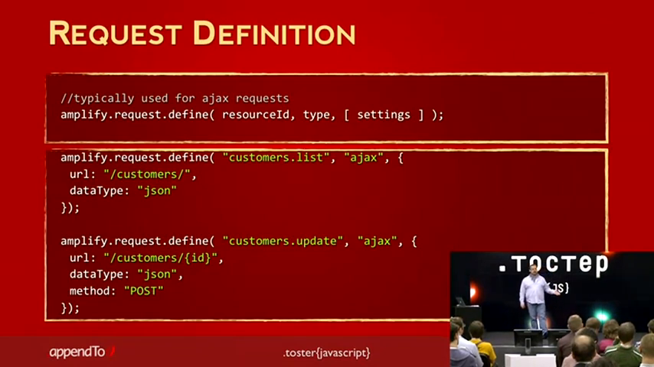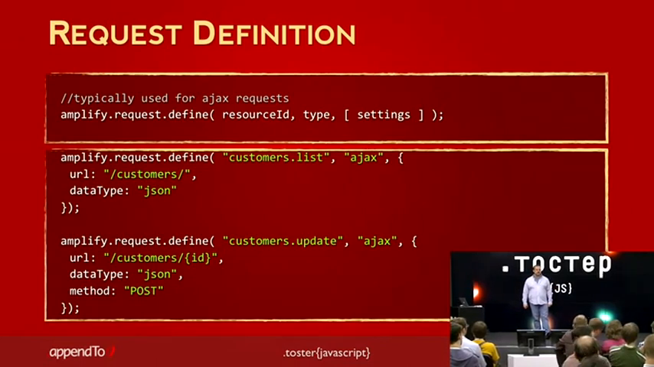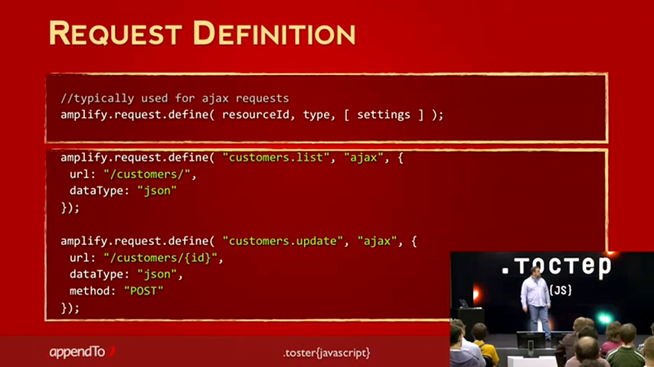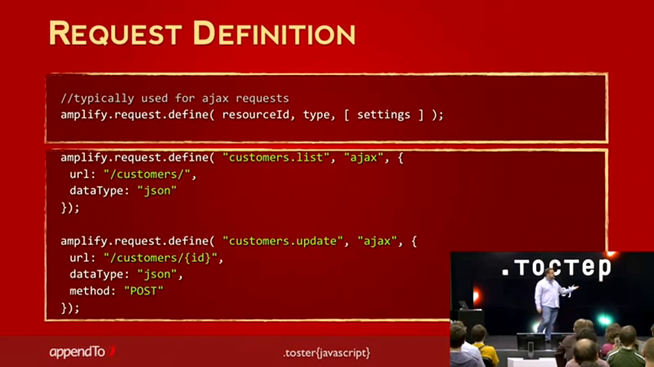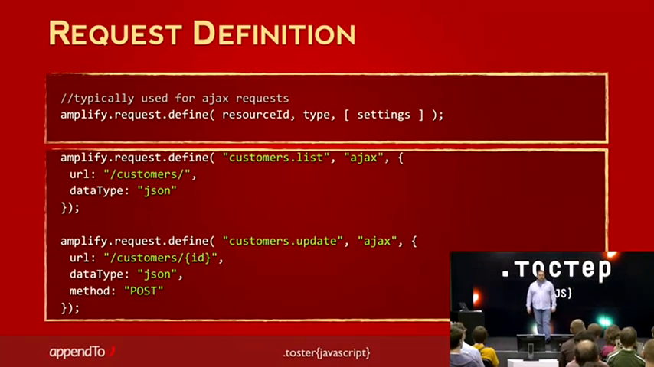In the second one, we're going to update customers. So we're going to update a specific customer. So customers.update is our resource ID. AJAX is our request type, and we're going to pass it an endpoint of customers, but we're going to set the ID to be a variable. And we're just going to capture what that ID is using that variable syntax there of the brackets. Again, we're expecting the data type to be JSON, and we're going to post this method back. So our method is post.